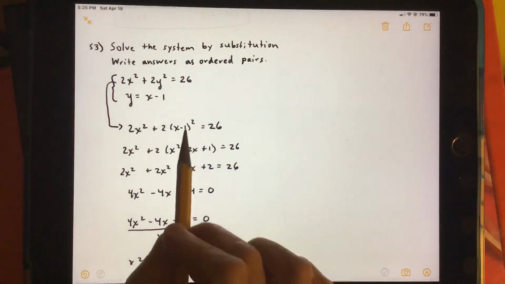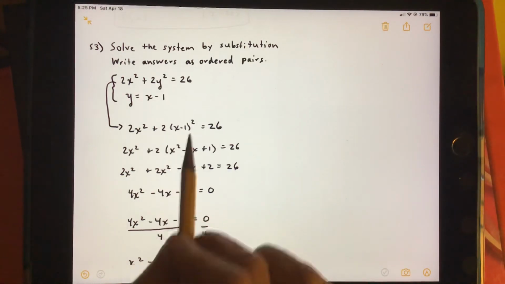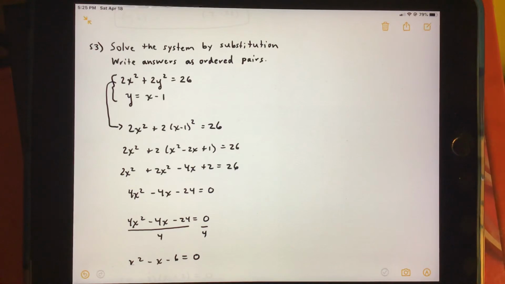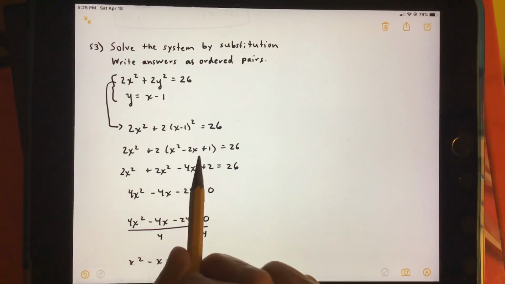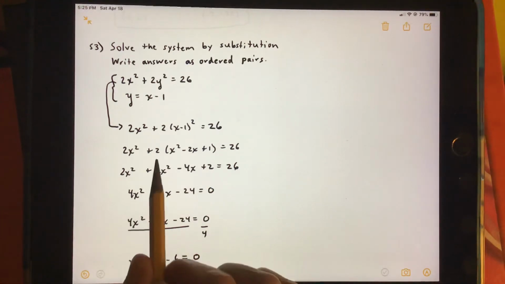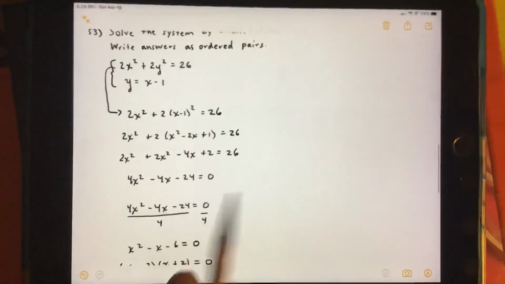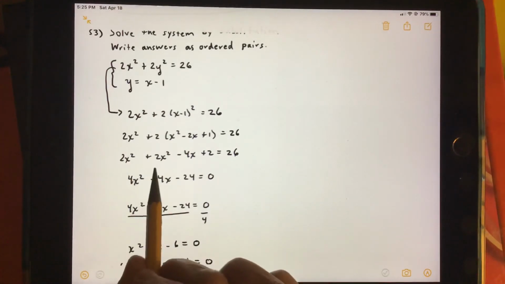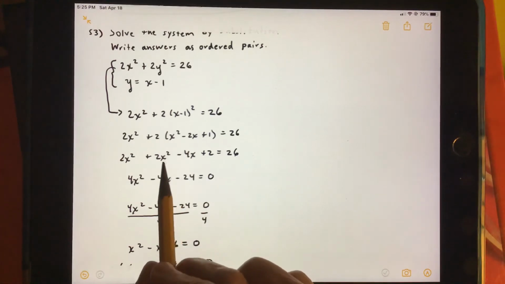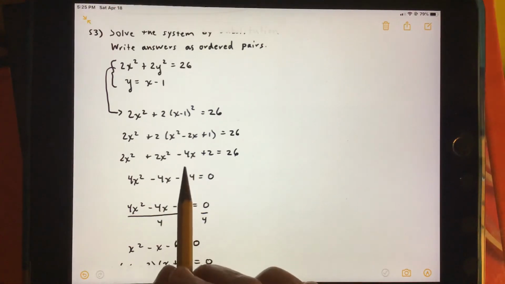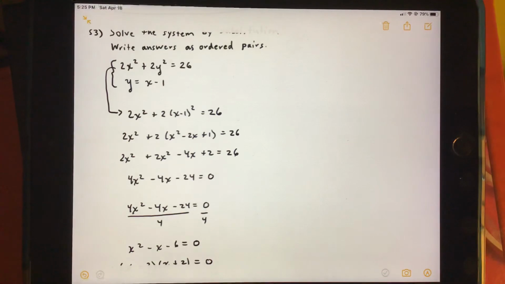My next step is simply going to focus on multiplying out my binomial there, x minus 1 times x minus 1. Everything else will get copied. So x minus 1 times x minus 1 is x squared minus 2x plus 1. Then I'm going to use the distributive property to continue simplifying. So 2x squared plus 2x squared minus 4x plus 2 is 26. Since 2 times x squared is 2x squared, 2 times -2 is -4x, and 2 times 1 is 2.